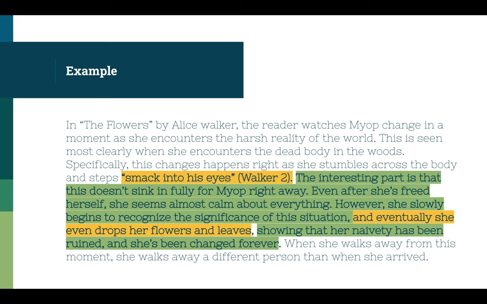So I'm talking about how Maya maybe doesn't fully realize it right away, but slowly she begins to change and recognize the significance. I even have a second piece of evidence with additional elaboration after that, where I'm showing that her naivete has been ruined and she's been changed forever. Again, this is what it shows us about the character and how they're changing.